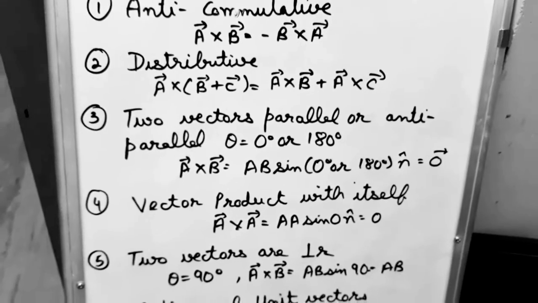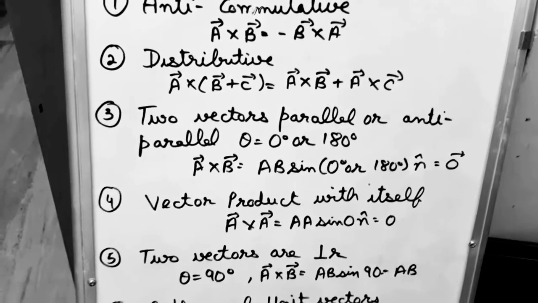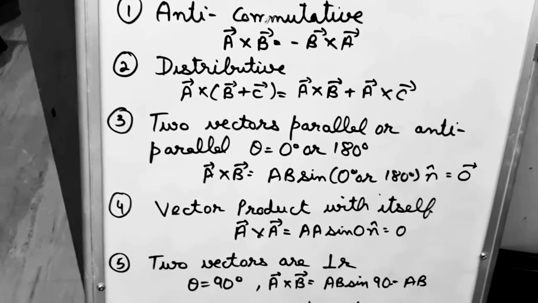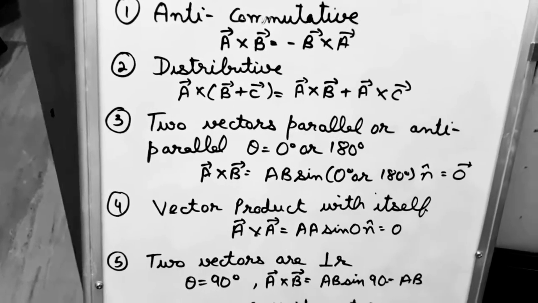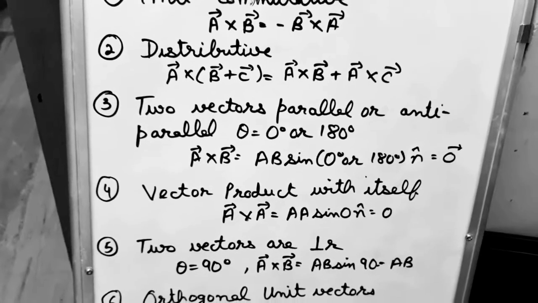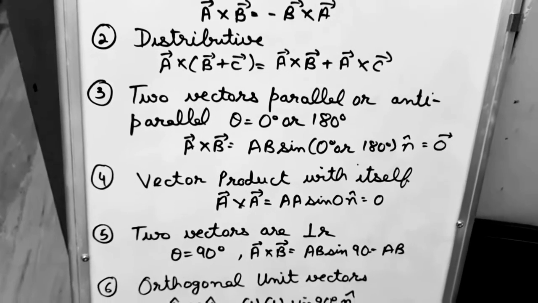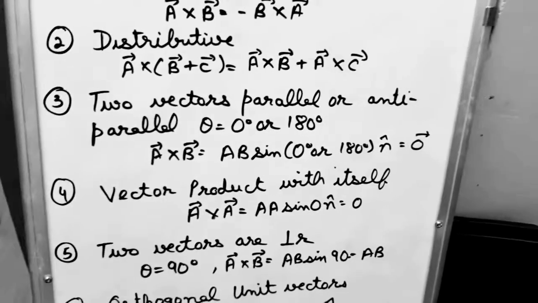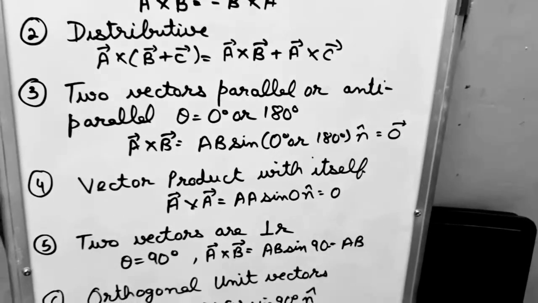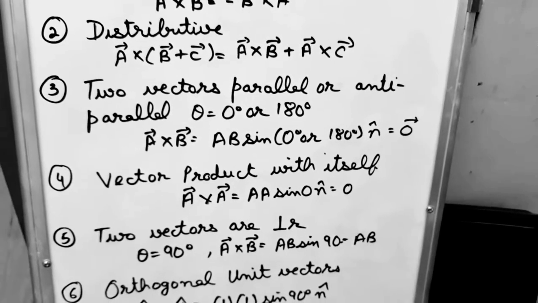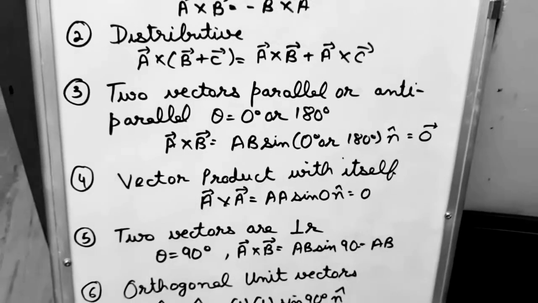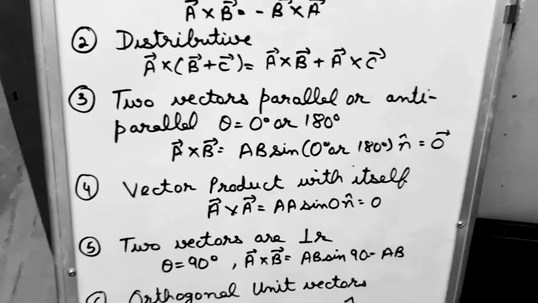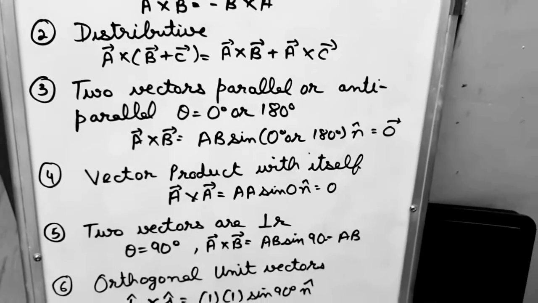The vector product is distributive in the same way as the dot product, that is, if we have three vectors a vector, b vector and c vector, and we have to find a vector cross b vector plus c vector, then it is equal to a vector cross b vector plus a vector cross c vector.